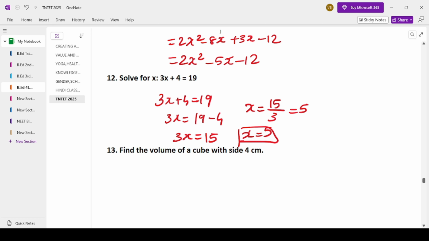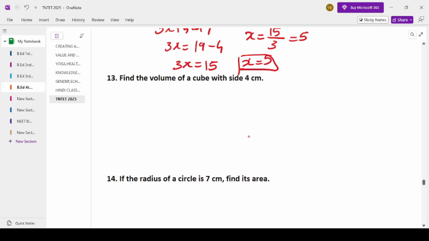Okay. So next பாருங்க, next find the volume of a cube. So volume of the cube தான் formula தான். Volume of a cube formula என்ன? Side cube, அதுதான் வந்து formula. So side is they have given 4 centimeter. 4 வந்து cube பண்ணா என்ன answer வரும்னா 64 and the unit becomes centimeter cube.